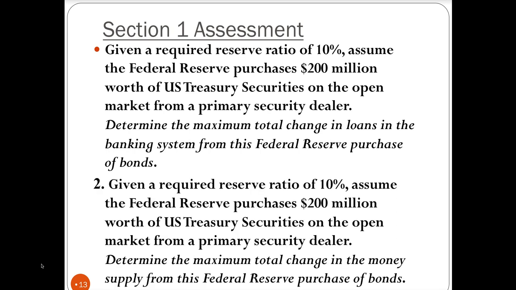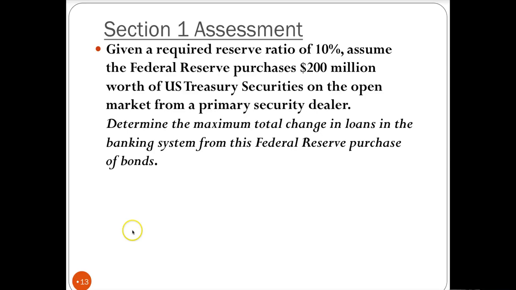All right, so let's take a look at a couple of problems here. So here's the 2 problems I'm going to have you do. For number 1, we're given a required reserve ratio of 10%. Assume the Federal Reserve purchases $200 million worth of U.S. Treasury securities on the open market from a primary securities dealer. We're going to determine the maximum total change in loans in the banking system from this Federal Reserve purchase of bonds. So it's important to note, ladies and gentlemen, that to calculate the total change in loans, the first thing you need to find out is what your excess reserves are. So the first step is calculating your excess reserves from this transaction, and then you're going to calculate that maximum total change in loans. And you can look back at the example problem to help you with that.